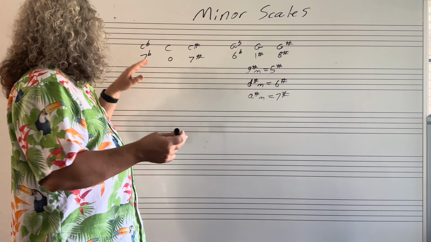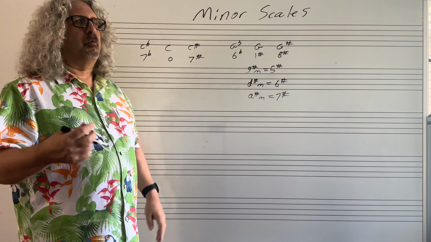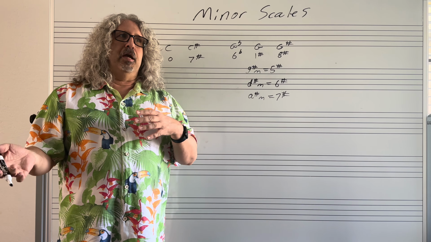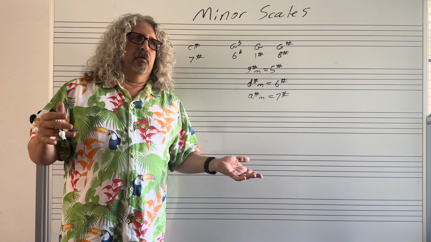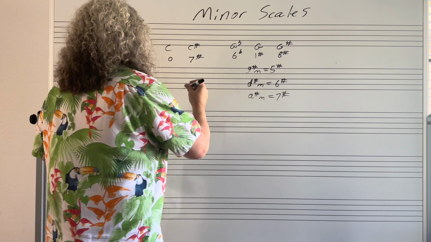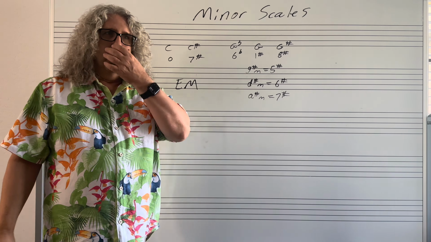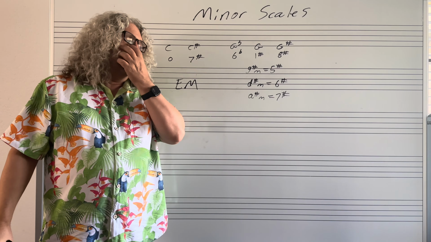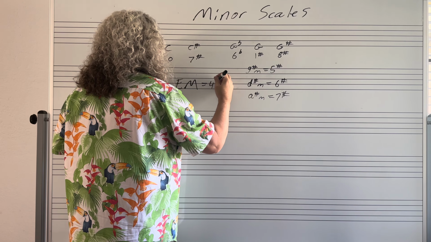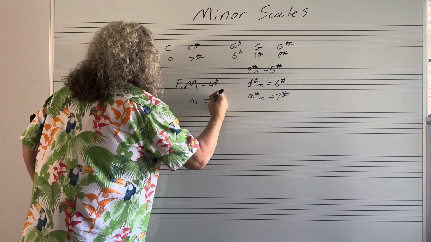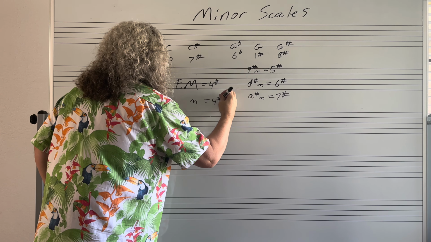And remember, the word relative, well, I erased it up here, but relative means they have the same key signature. So if I were to go major to minor, let's just pick one out of the blue. Let's just go E major. Somebody asked me, what is the relative minor? Well, the relative minor means it's going to share the same key signature. So E major has 4 sharps. So I want to find the minor that also has 4 sharps.